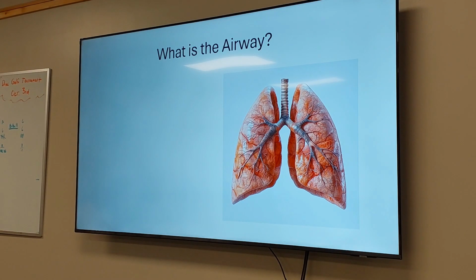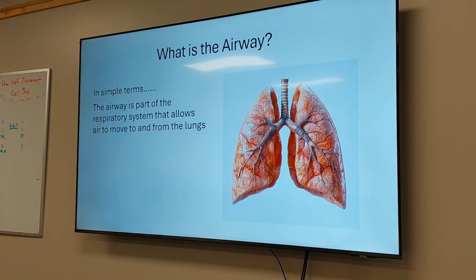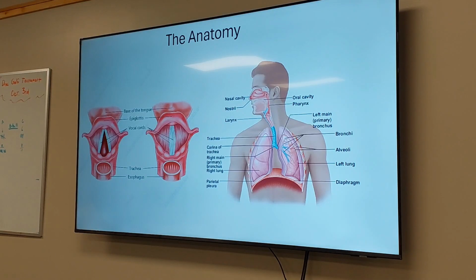So what is your airway, right? In simple terms, the airway is part of the respiratory system that allows air to move to and from the lungs. Everybody knows that. So we'll look at some anatomy, right? The picture on the left is a rough drawing of what we see when we go in to intubate somebody. You look for the white vocal cord area, and it helps you identify your landmarks when you're in there. Remember that your airway starts at your nose and goes all the way down into your lungs. There are a lot of components to your airway. Everybody can see that, right? Okay.